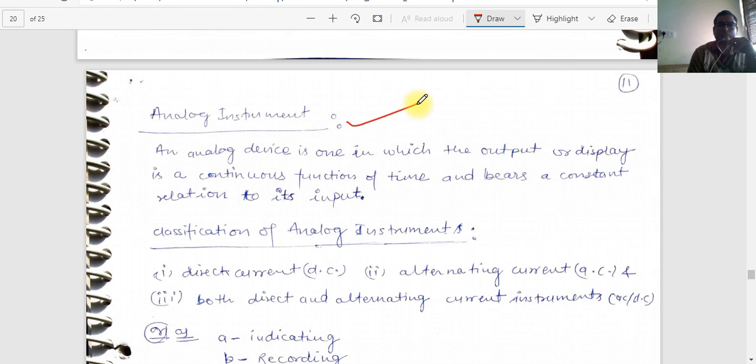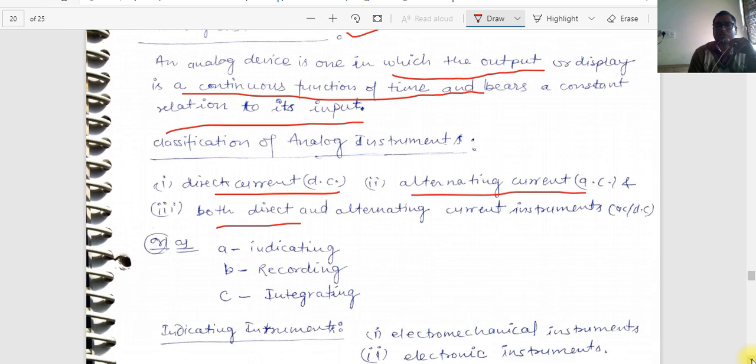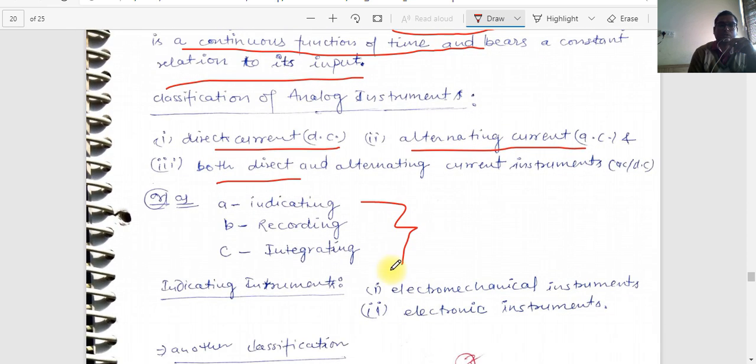What is an analog instrument? An analog device is one which has an output or display that is a continuous function of time and bears a constant relation to the input. A constant relation to the input, that is called an analog instrument. Classification of analog: direct current, alternating current, both direct and alternating current, AC and DC. Category is indicating, recording, and integrating.